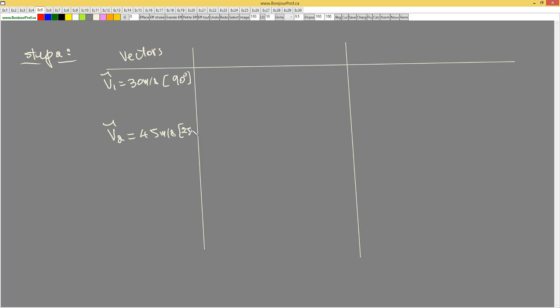250 degrees. I have these two vectors here. I'm going to underline here, and I'm going to put a plus because I want to add them.